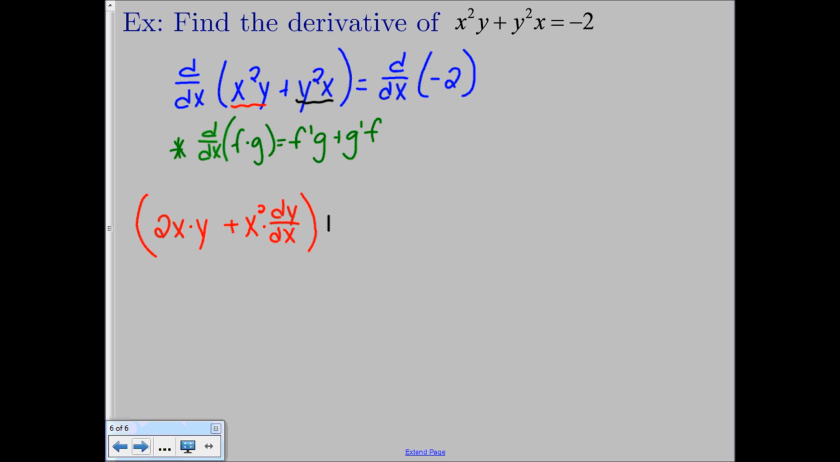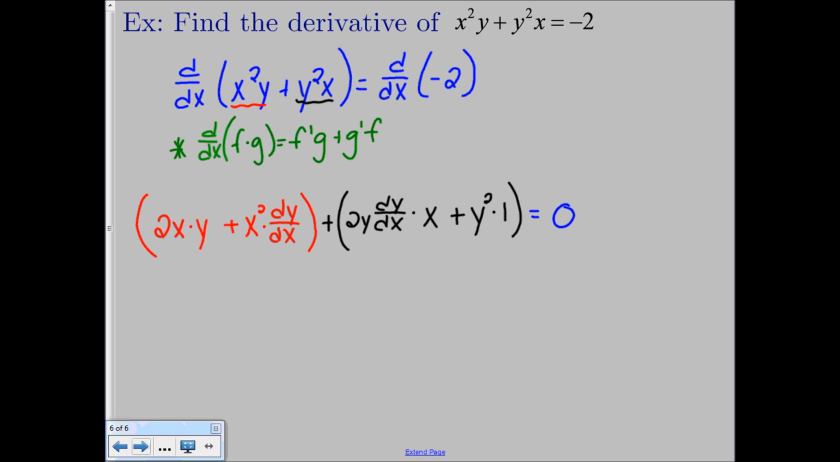So now we have to add on the derivative of the y squared x term. So following our product rule again, we're going to take the derivative of y squared, so that's going to be 2y dy/dx, multiply that by x, and then we're going to take the derivative of x and multiply that by y squared. So we're going to get y squared times 1. And all of that set equal to the derivative of negative 2, but that's just 0 since it's a constant.